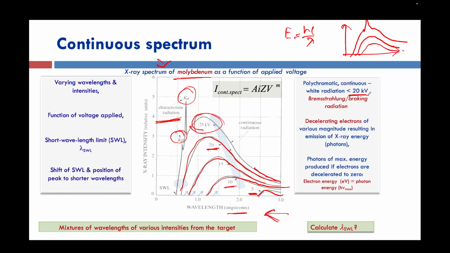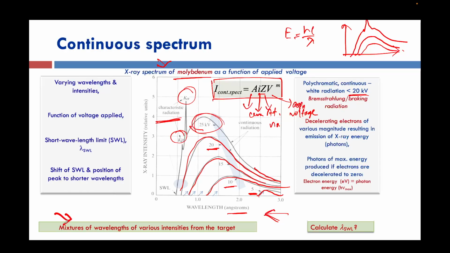And how will I see the intensity of the radiation that I am getting? The formula for the intensity of the continuous spectrum is I equals A i Z V to the power m. Here A is a proportionality constant, i is the current, Z is the atomic number, and V is the accelerating voltage. You can see here a mixture of wavelengths of various intensities from the target.